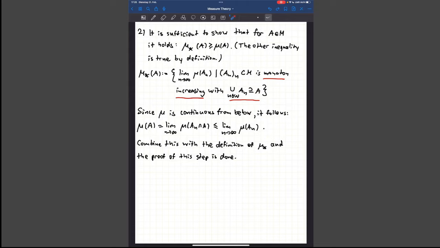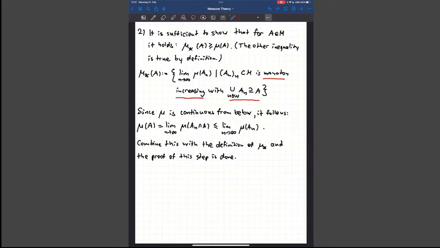And we'll use that in a moment, so keep that in mind. Mu is continuous from below, so this is equal to this. So this equality is continuity from below. And now, of course, this is less or equal to this limit, because yeah, we intersect here with A. And yeah, now we have this limit, but have a look at the definition here. So yeah, if you combine that with that, we chose the right An ones, and so we're done here because of the definition of mu star. We fulfilled that.